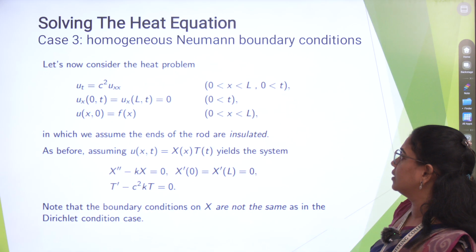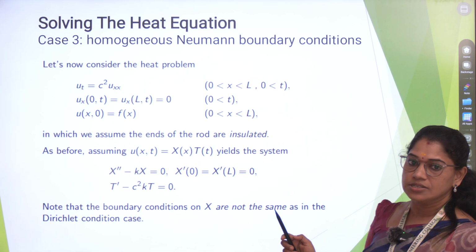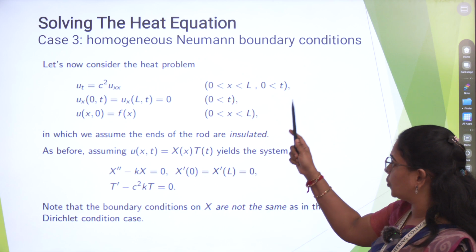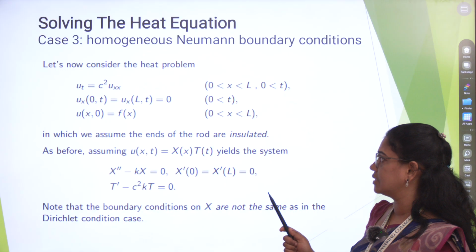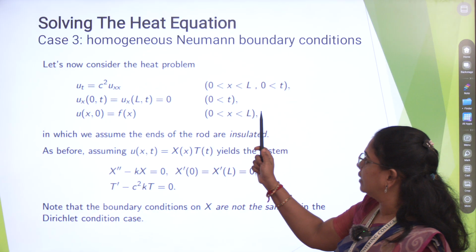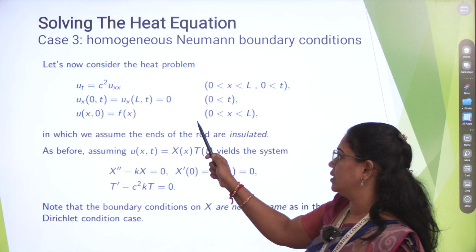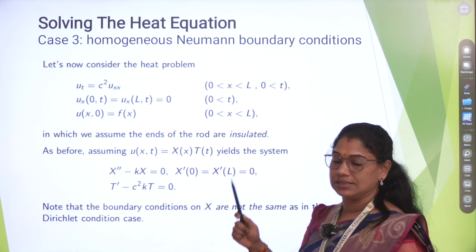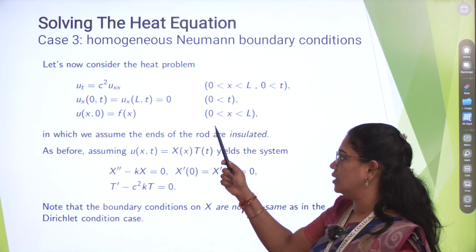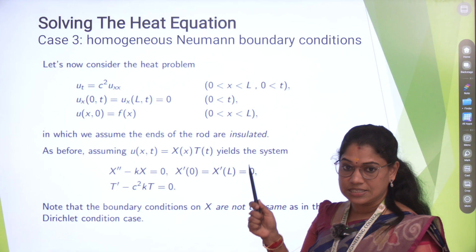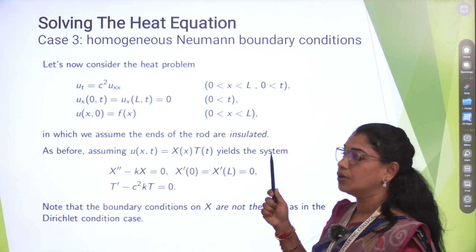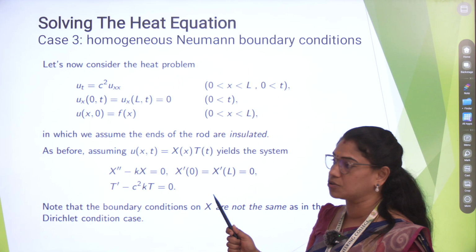Next, homogeneous Neumann boundary condition. Solving the heat equation with homogeneous Neumann boundary condition. So let us consider the heat problem, u_t equals c squared u_xx. It is a general form. u_t, that is ∂u/∂t, is equal to c squared times ∂²u/∂x².